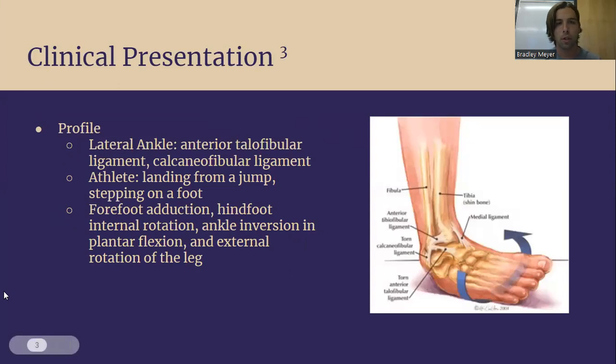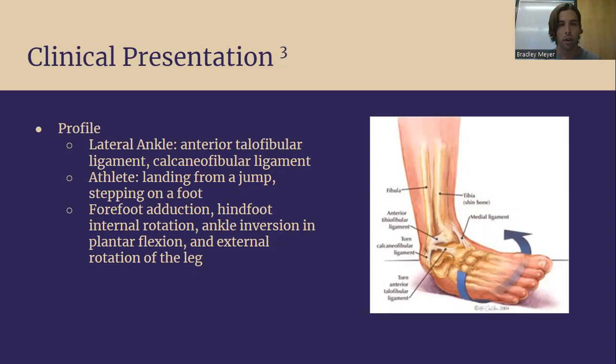Some more on the clinical presentation of ankle injuries: most of the ankle injuries happen to the lateral ankle. It's about 85%, which is from an article by Pilzer, which I'll be referencing more through the presentation. Since ankle injuries are more commonly at the lateral ankle, that's what my presentation will be focusing on. But a lot of this information can also be applied to ankle injuries in general.